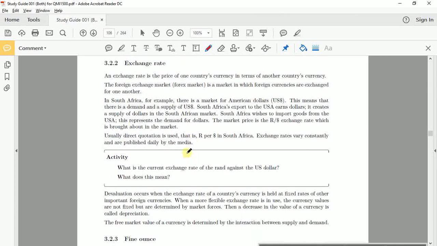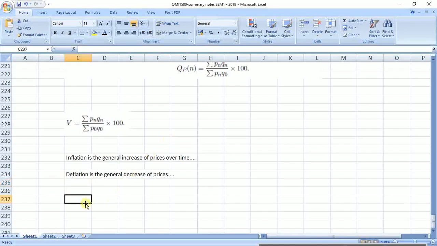Alright, so that's fine. Exchange rates. Do you know what an exchange rate is? Yes. Two currencies. So for example, rands to dollars. How many rands do we need to buy dollars? It's now at 14 point something. No, it's not that much. It's gotten a bit better. It's about 13 on Wednesday. Yeah, it did weaken quite a bit recently.